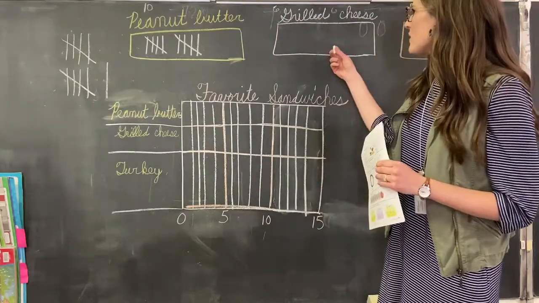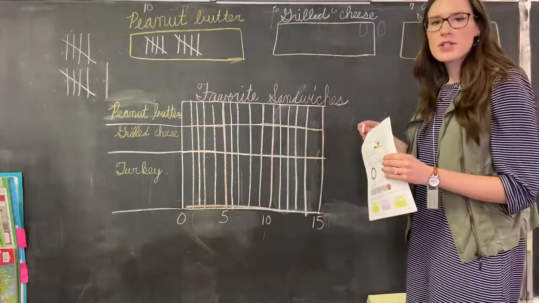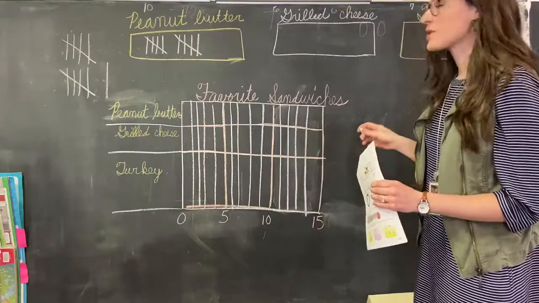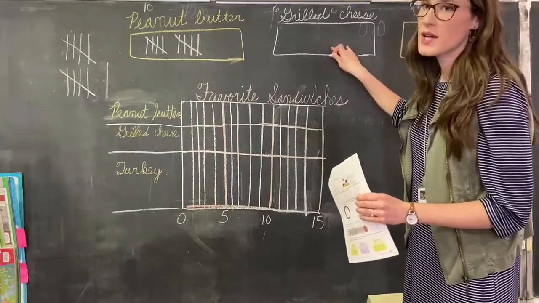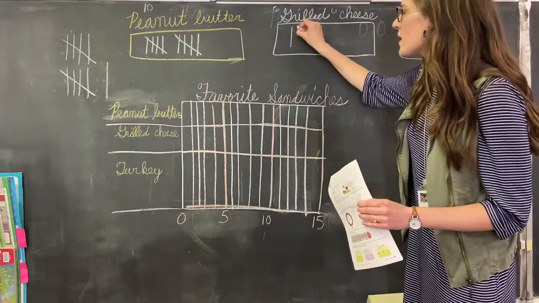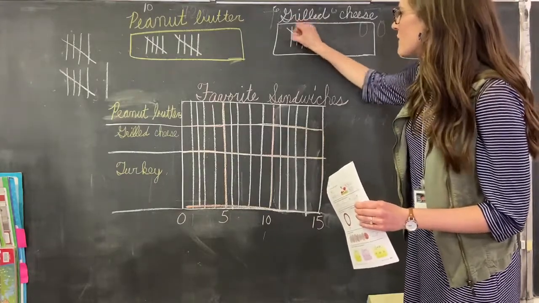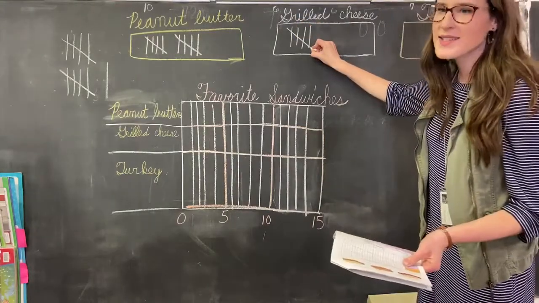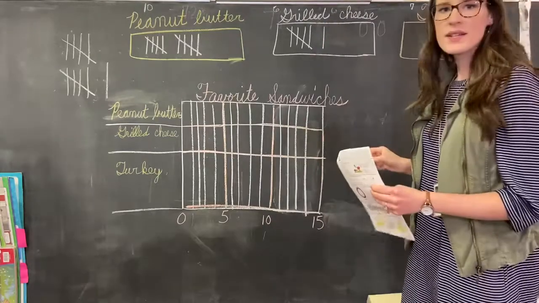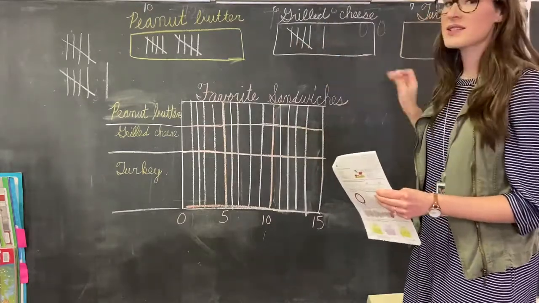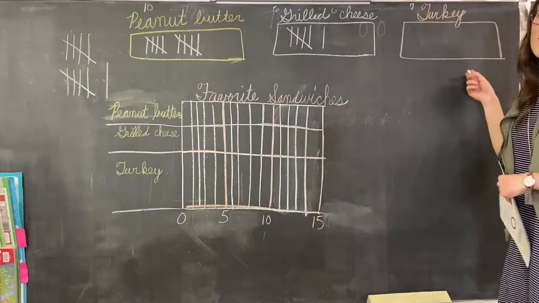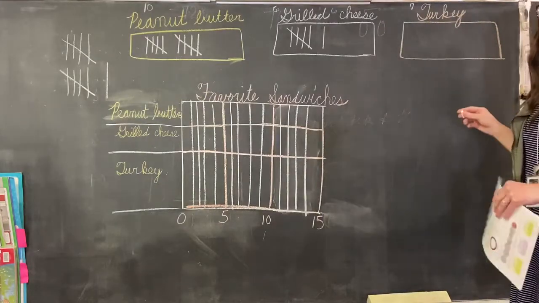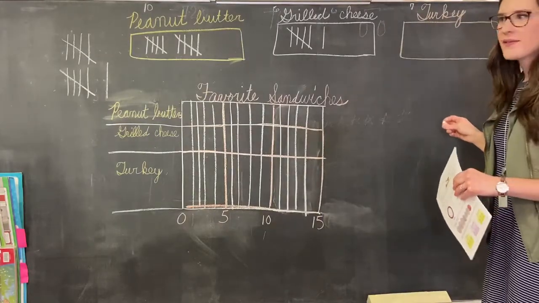All right, I also thought that about 6 of you might choose grilled cheese as your favorite sandwich. So I'm going to write 6 using tally marks. I'm going to make 4 straight lines, 5, and I need 6, so I have 1 left over. 5, 6. I also thought that maybe about 7 of you would say that turkey sandwiches were your favorite.